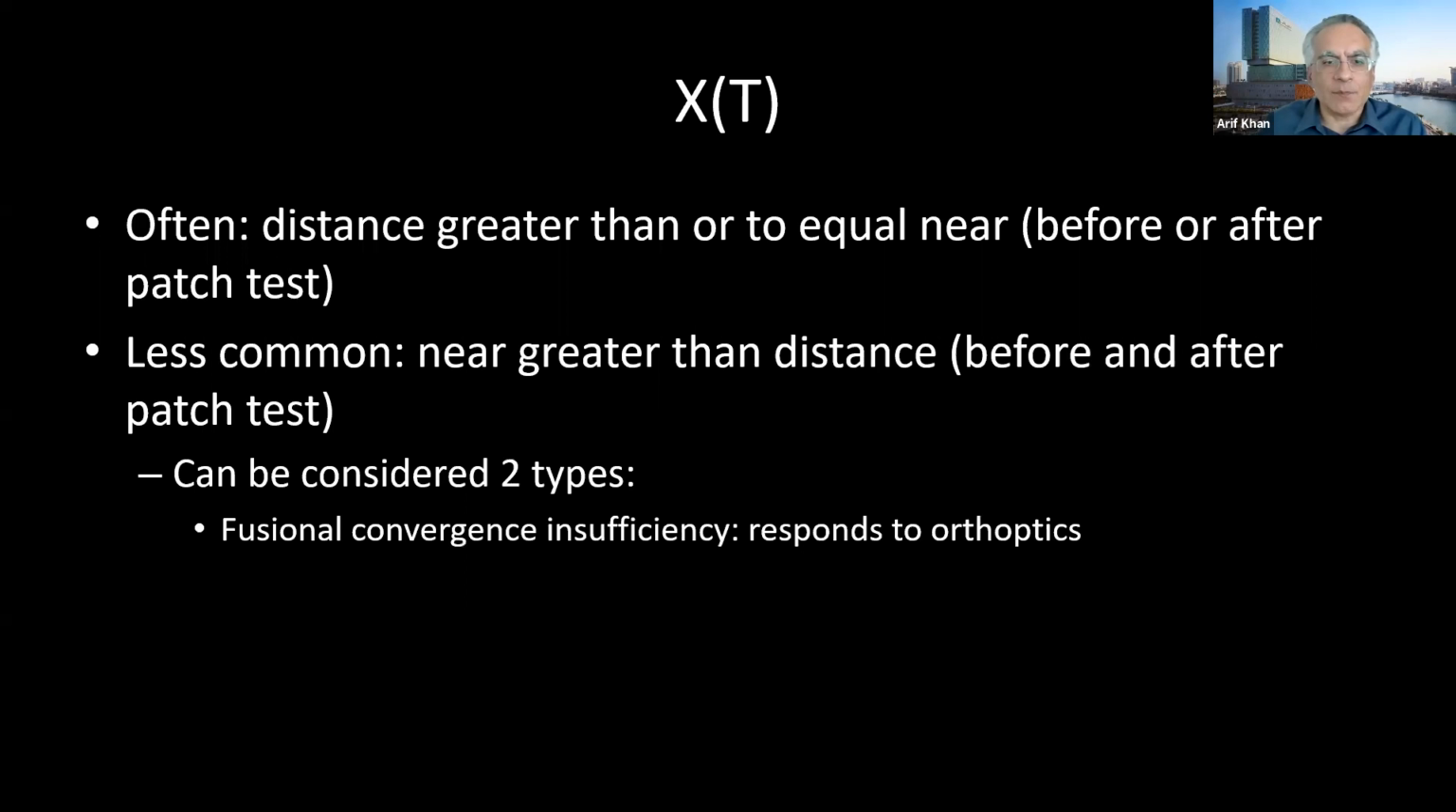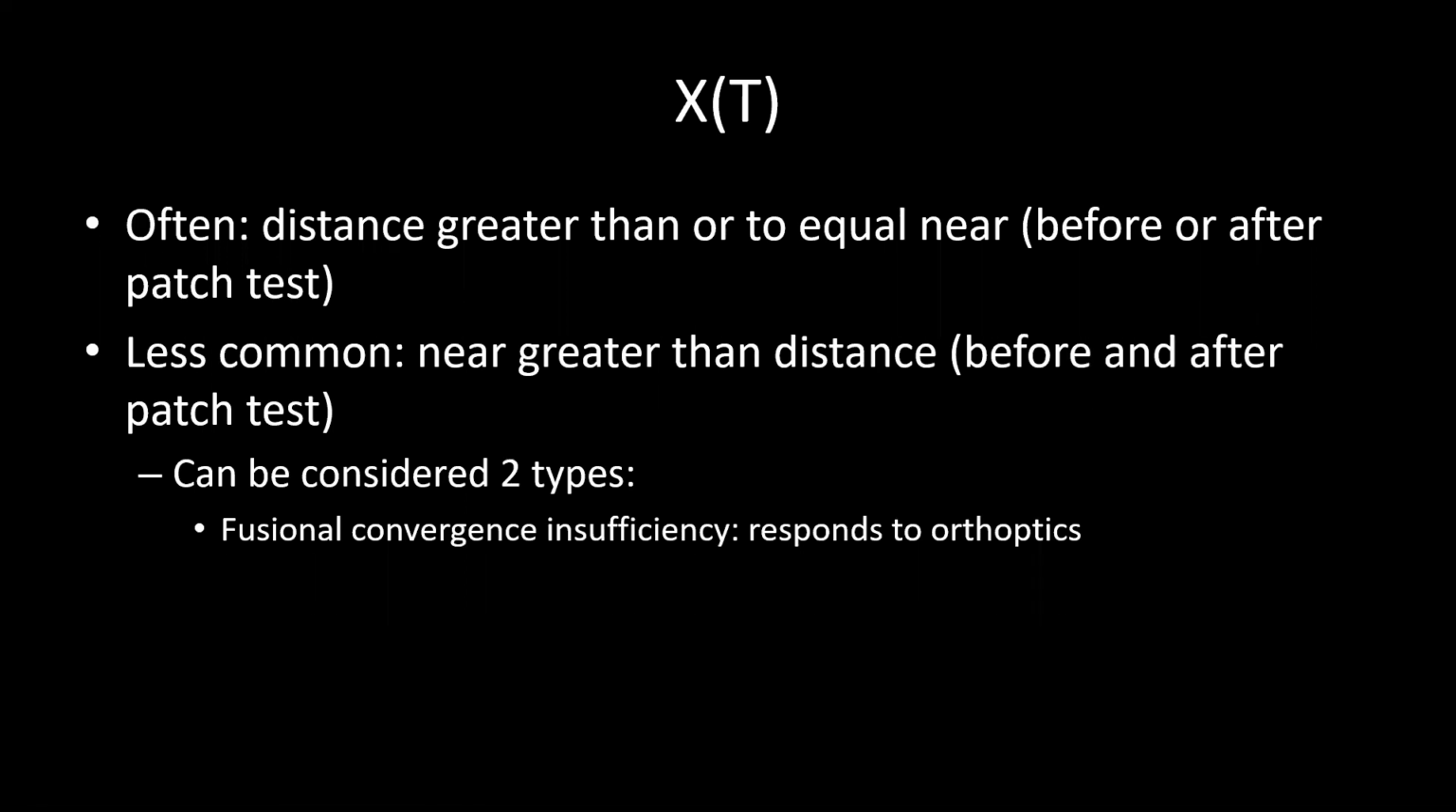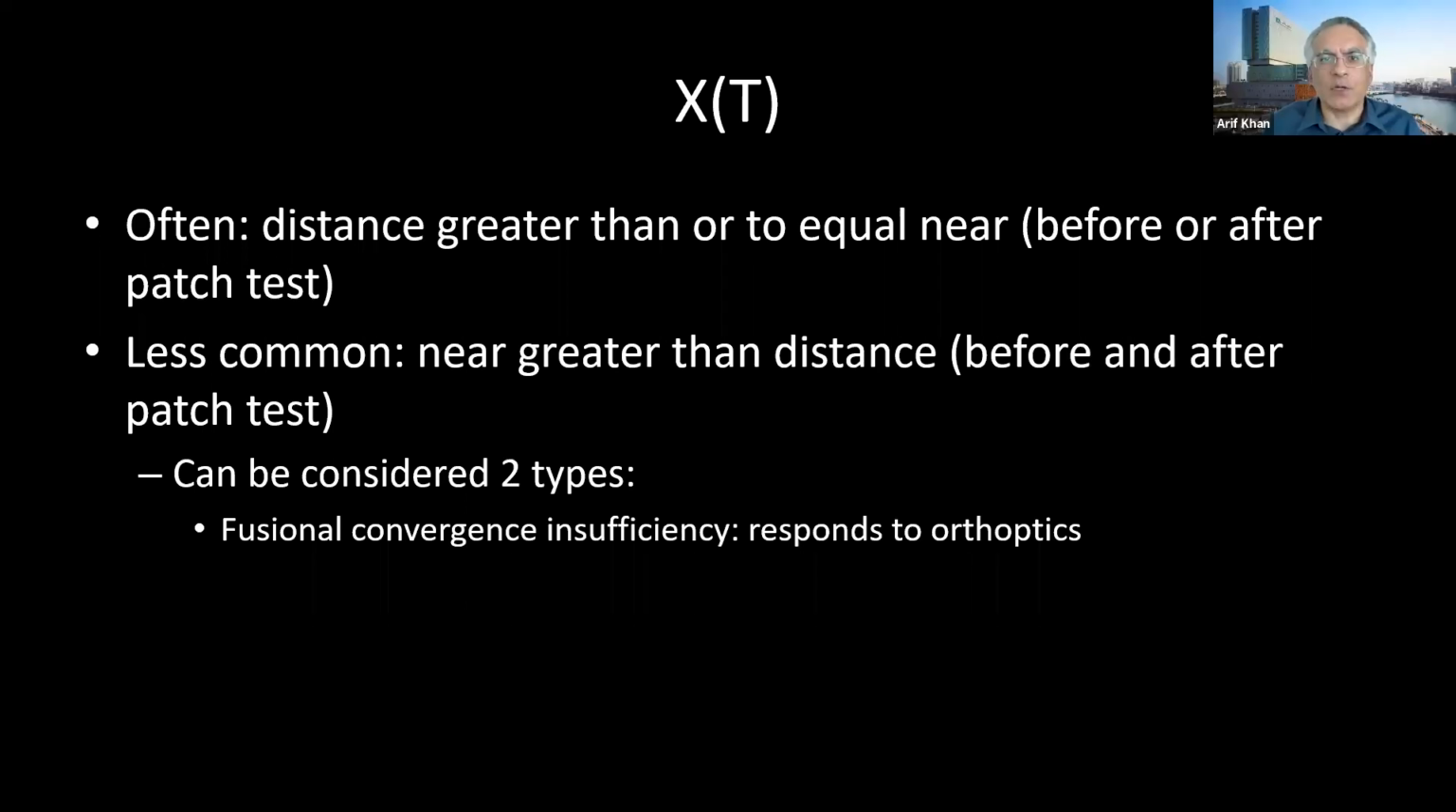One is something you can consider fusional convergence insufficiency. These patients are pretty much straight in the distance, and they just have a problem at near, and they actually complain of diplopia. These patients respond to orthoptic exercises. This is the type of strabismus that responds to orthoptic exercises, the pencil push-ups, if you've heard of them. This is the one form of strabismus that responds to exercises.